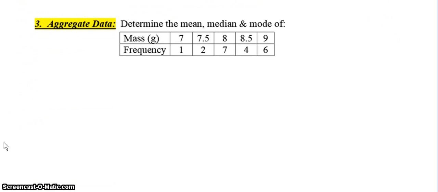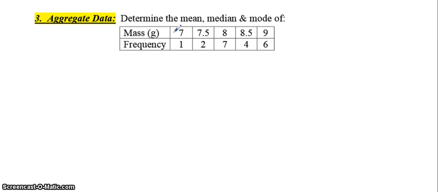Your next example deals with aggregate data. With aggregate data, it means your data has been put into a table with your data values being the first column or first row, depending on the way the table goes, and your frequencies being the second column or second row. What this means is there is 1 7, there are 2 7.5s, there are 7 8s, there are 4 8.5s, and there are 6 9s.